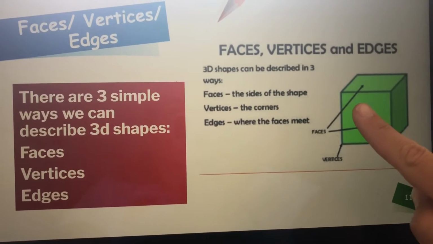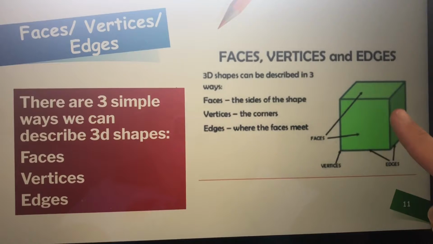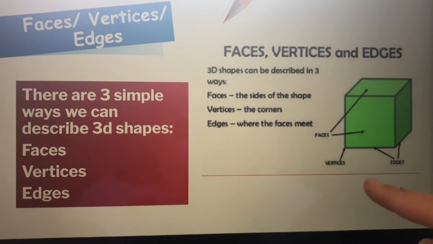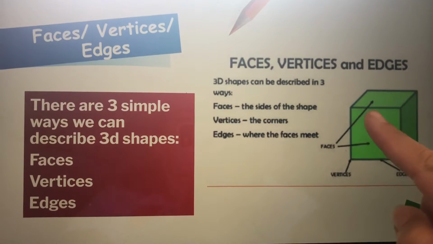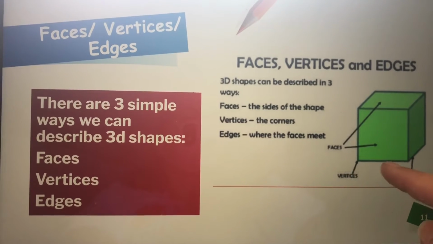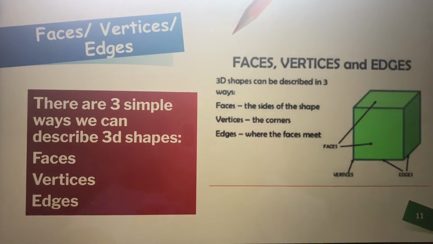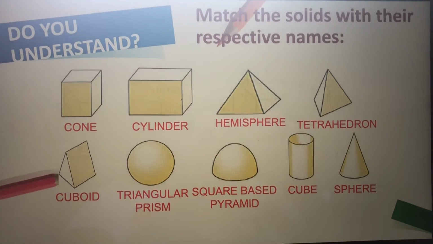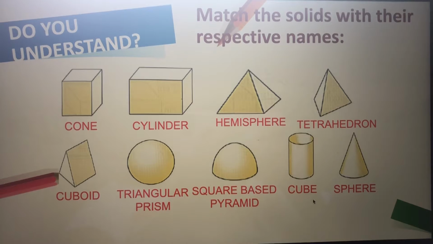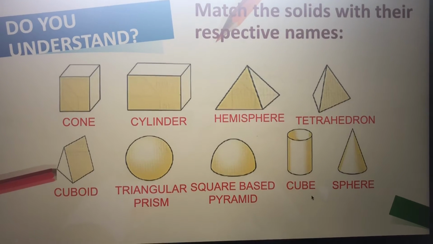So the faces would be this flat side here, here, and up here. Vertices is that fancy math term for corners, right? And the lines connecting them, those are called our edges. All right, and here's a slide with all the names on here. Oh, but for some weird reason, they're not matched up.